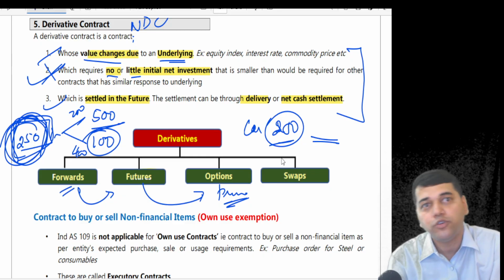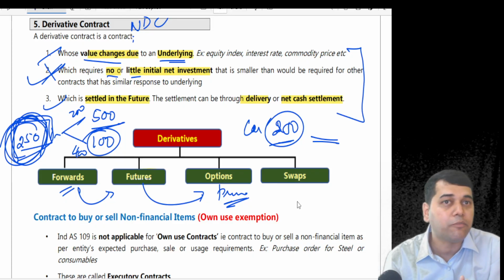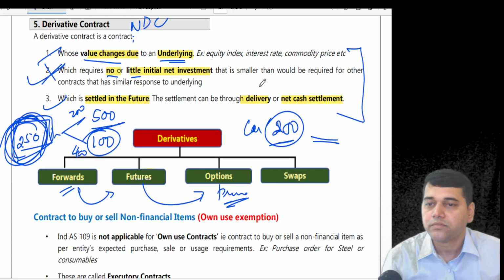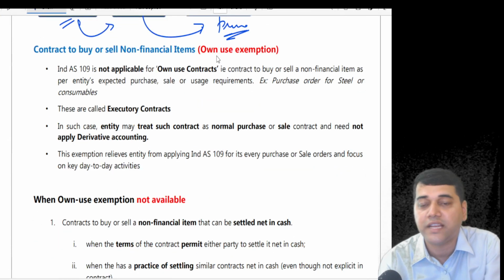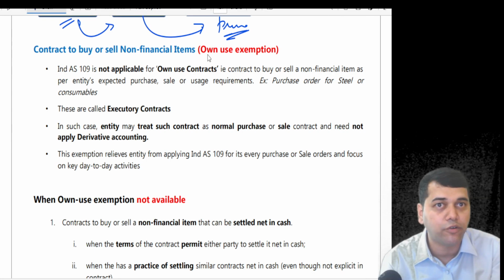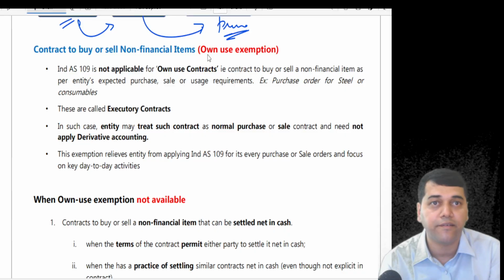You tell your friend, see, in this swap also somebody will gain, somebody will lose. But this is a swap contract. Now, the next part is the contract to buy or sell non-financial items. So I hope you are clear about the derivative contract. Derivative means three conditions should be fulfilled. You have to look at the question and say whether it is a derivative or not.